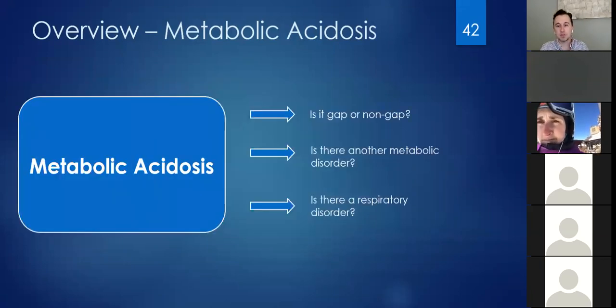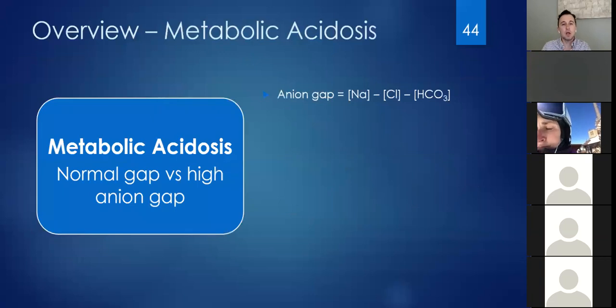So again, your 3 questions: is it GAP or non-GAP? Is there another metabolic disorder? And is there a respiratory disorder? Okay, so this is the calculation we use to see if there's a gap. Your anion gap calculation, which we've all seen, is sodium minus chloride minus bicarb.